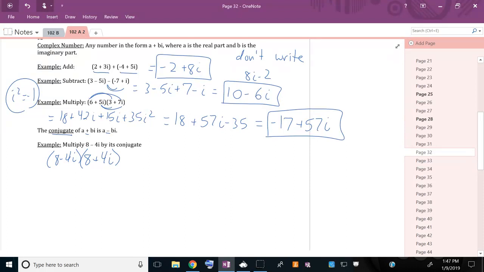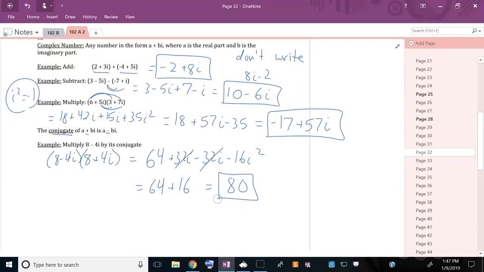And something interesting will happen as I do this multiplication, so let's multiply and find out. So foiling, I get 64 plus 32i minus 32i minus 16i squared. The two middle terms cross out, and again, that last term I can rewrite as positive 16. My answer is a real number. In fact, it's a whole number. And this is a fairly significant result. So again, when I multiply together two conjugates, my answer should be an integer.